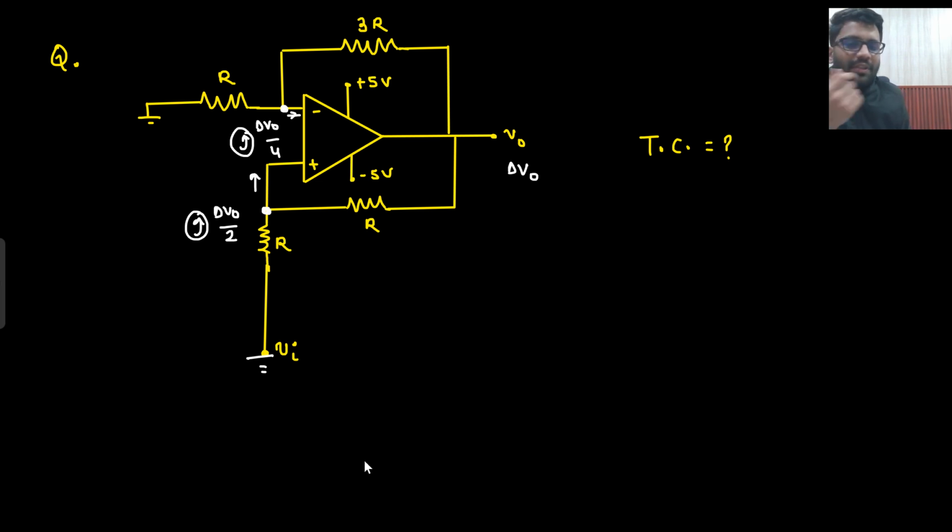So now there is positive feedback. That means it is Schmitt trigger. What kind of a Schmitt trigger is that? Input is connected to the non-inverting side. If your input is connected to the non-inverting side, that is a non-inverting Schmitt trigger.